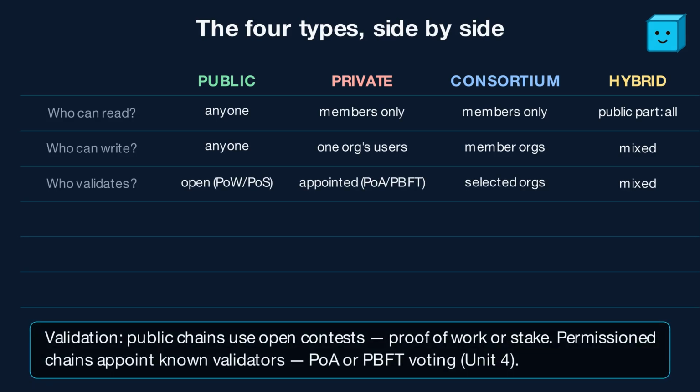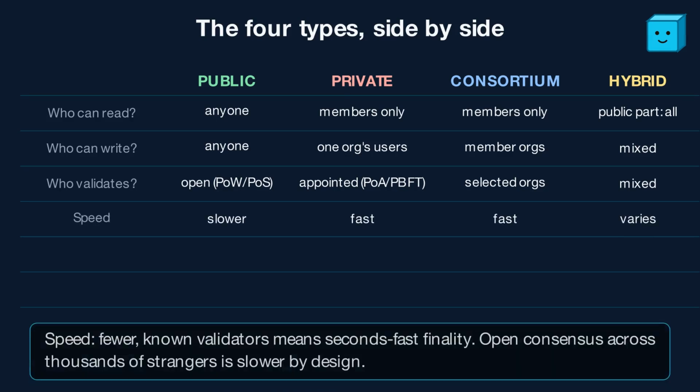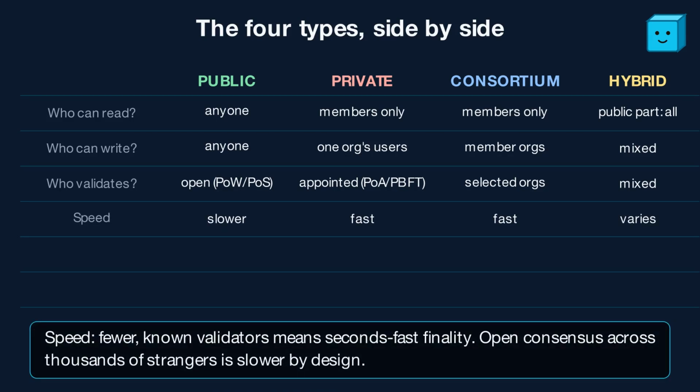Validation. Public chains use open contests. Proof of work or stake. Permissioned chains appoint known validators. Proof of authority or PBFT voting. Unit 4. Speed. Fewer known validators means seconds-fast finality. Open consensus across thousands of strangers is slower by design.